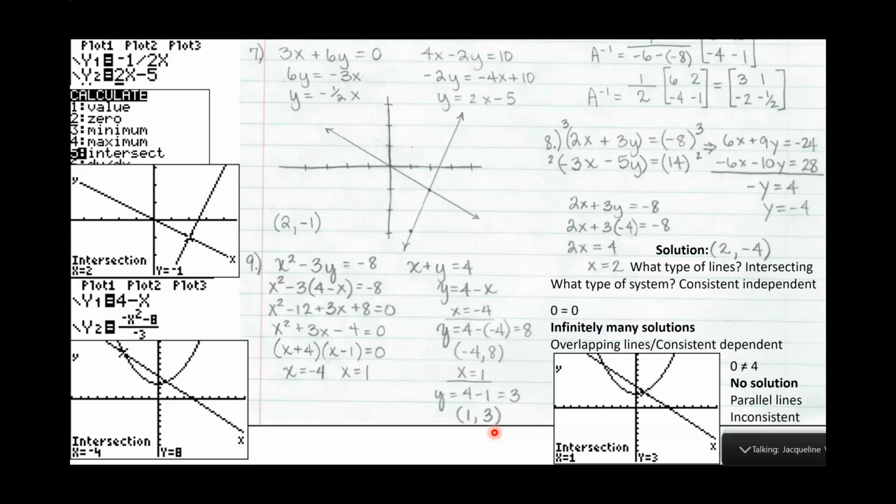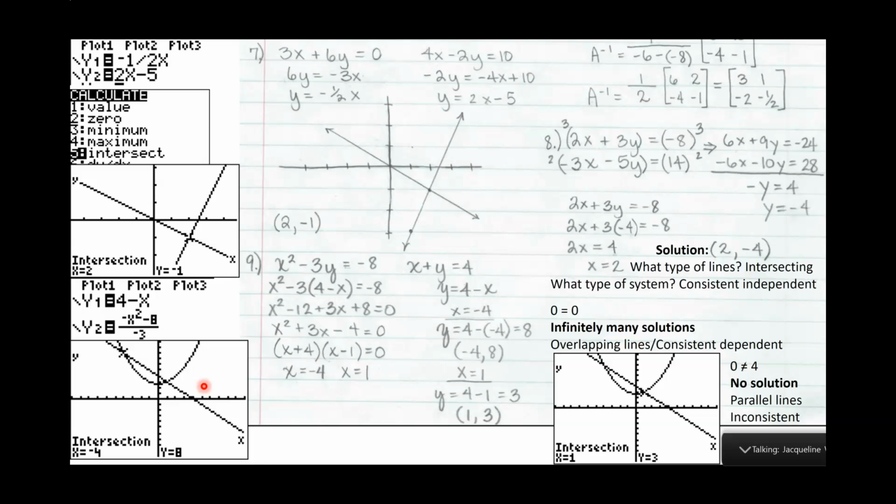But if I have time, I might want to check it on my calculator just to make sure I got it right. So if I've gotten everything else done and I'm going back and checking, what I could do is put both of those equations in y equals, so of course I've got to get y by itself on one side, right? So put both of those equations in y equals and graph it.